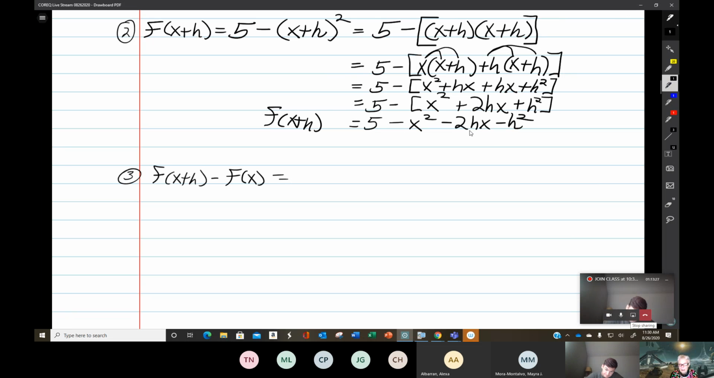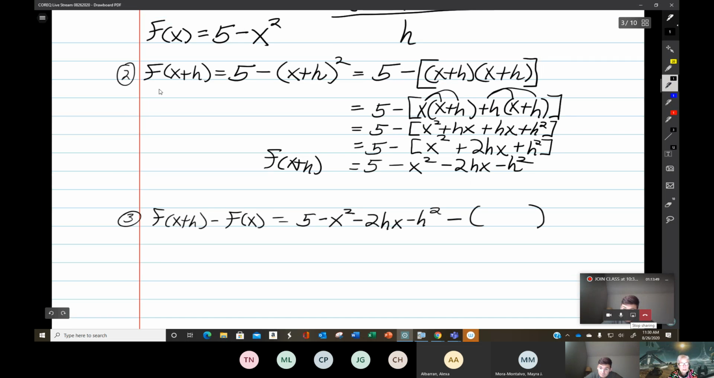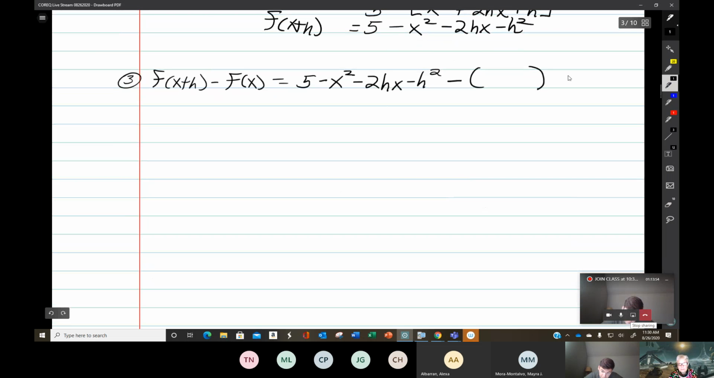So first I'll write down what I know f of x plus h equals. It is 5 minus x squared minus 2hx minus h squared, and then I'm going to subtract and put parentheses around f of x, which is 5 minus x squared. And then I distribute the minus sign, so that what I have is 5 minus x squared minus 2hx minus h squared minus 5. And now I'm subtracting a negative, so that means I will add a positive like this.